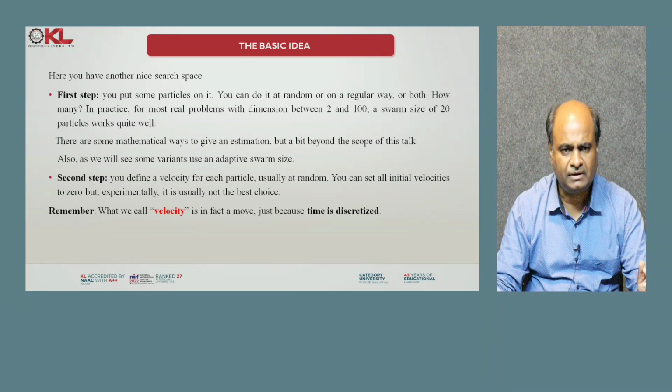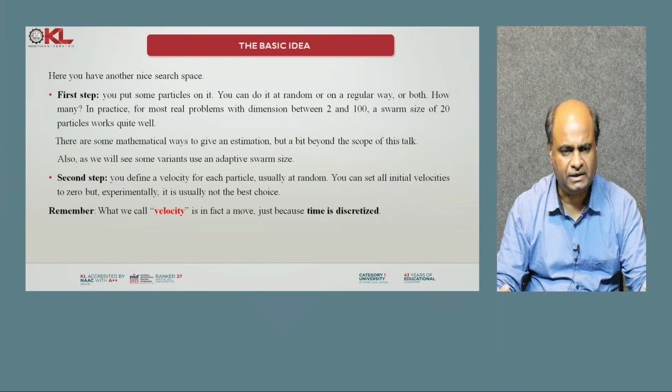Now what are the steps? First step, you put some particles on it. You can do it at random or in an irregular way or both. Then how many particles can you take? Generally it may be 200 or any size depending on your practical application, how many particles are required for your objective function. Again, there is a mathematical derivation available, and we are skipping the mathematical derivation because we are going to explain the PSO algorithm in a simple way.